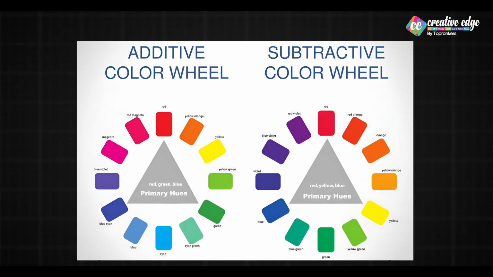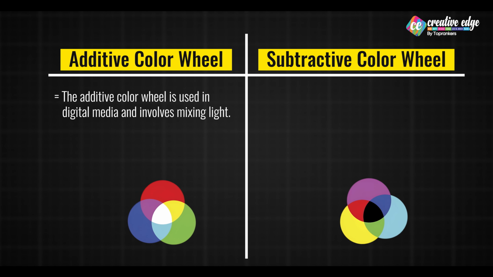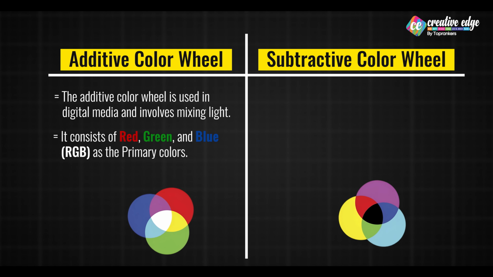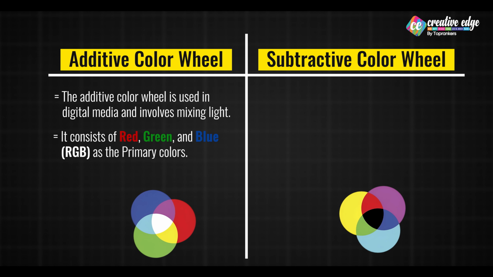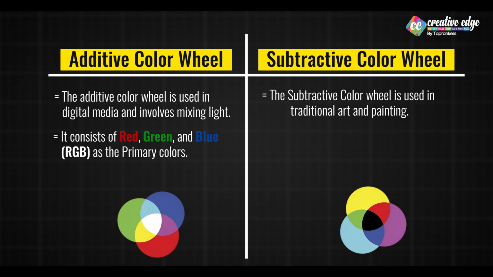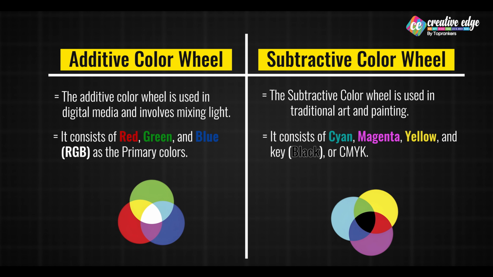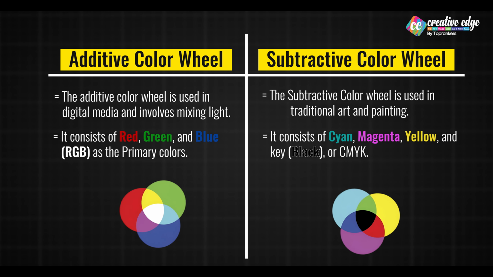Coming to the two primary color wheels that we have, which are the additive and subtractive color wheels. The additive color wheel is used in digital media and involves mixing light. It consists of red, green and blue, which is RGB, as the primary colors. On the other hand, the subtractive color wheel is used in traditional art and painting, and it consists of cyan, magenta, yellow and key, that is black, or CMYK.